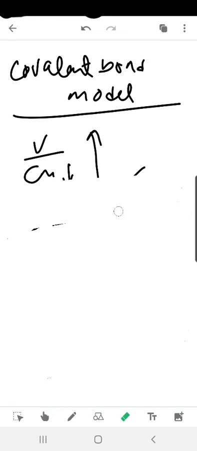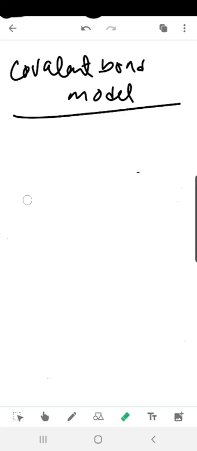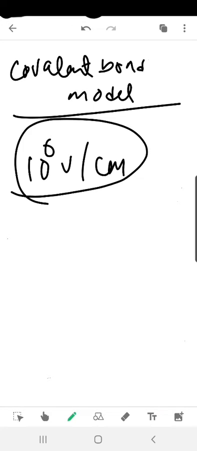This will result in ionization of the depletion region, and this effect is called Zener breakdown. The electric field required for the Zener breakdown should be on the order of 10 raised to the power 6 volt per centimeter. An electric field with this strength will result in the breakaway of electrons, and it will result in Zener breakdown.